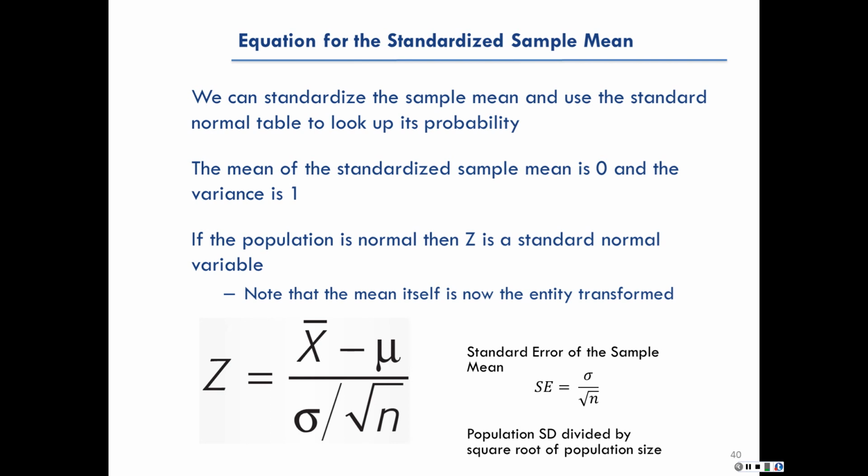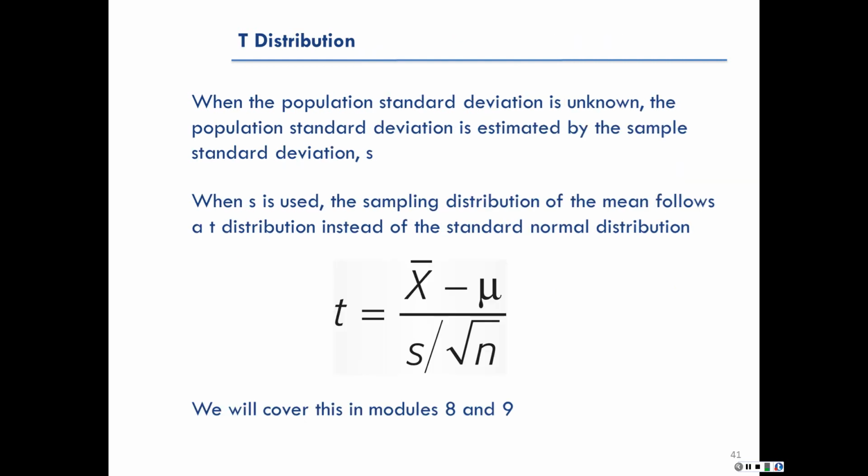We can also compute a standard error for the sample mean, which is equal to the population standard deviation divided by the square root of n, the sample size.